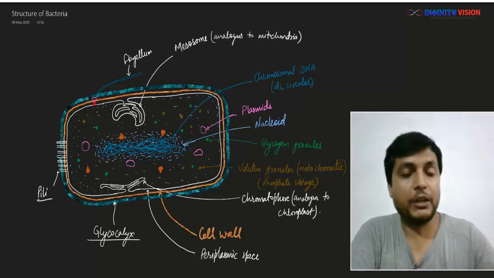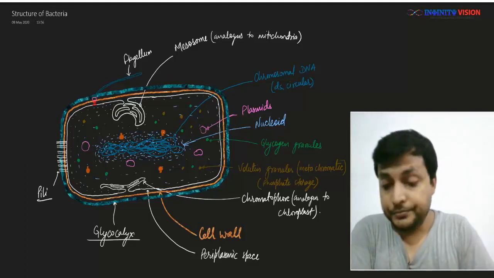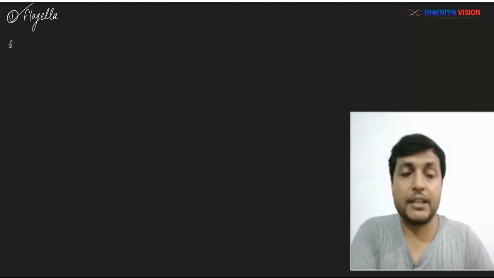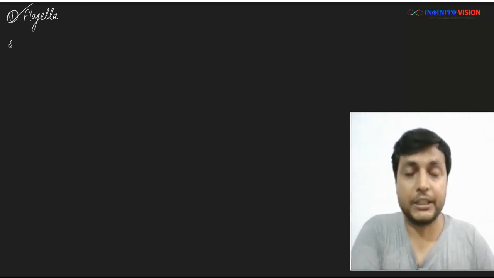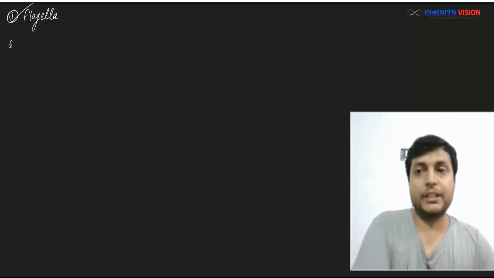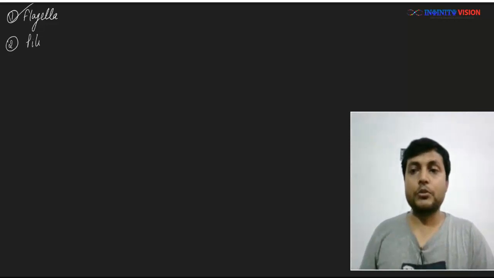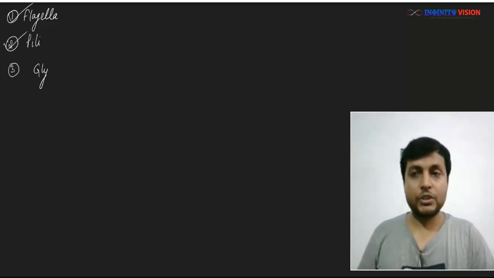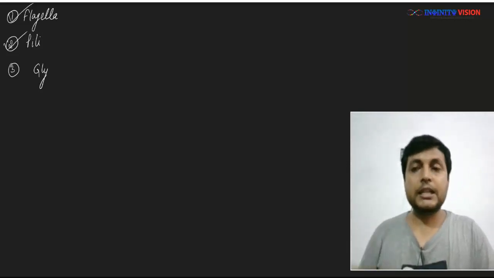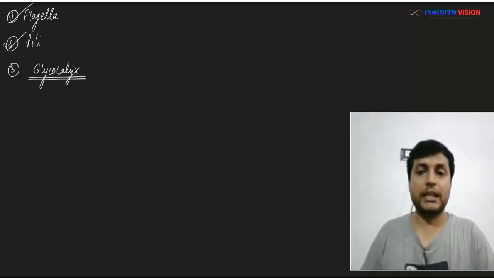Now let us see each structure one by one. Let's start with flagella. Flagella we have already seen in detail in the previous lecture, right? So I hope you do not have any doubt about flagella. We also have studied pili. So flagella and pili I'm putting a tick to. The third layer from the outer side is glycocalyx. So let's see what glycocalyx is.